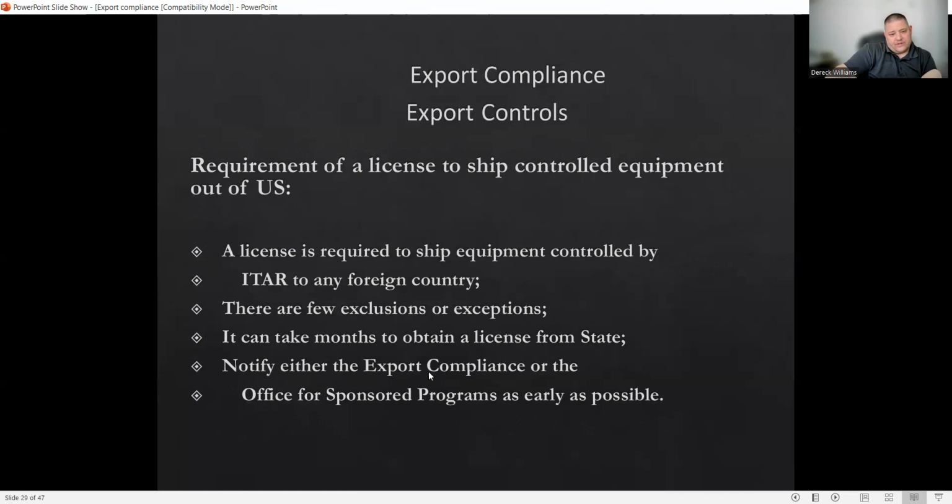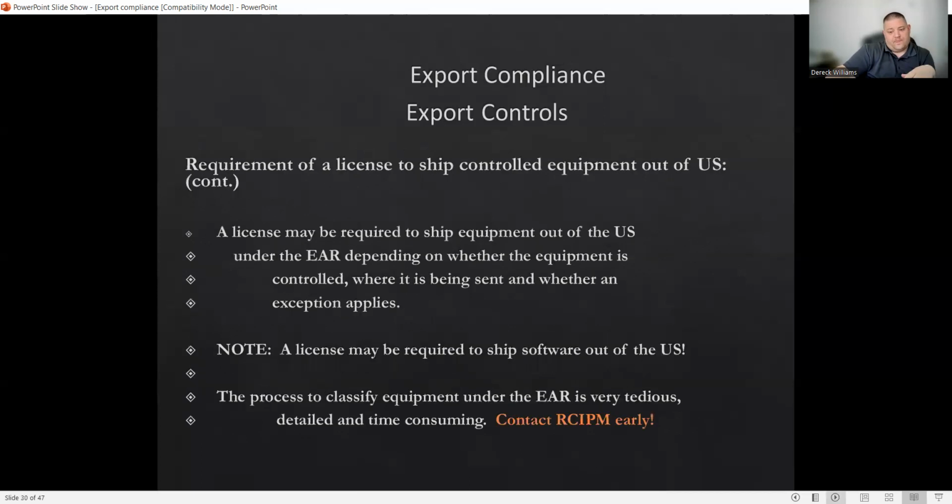We have to notify either the export compliance or the Office for Sponsored Programs as early as possible. That's on the exporter. If you have a due date to ship on Friday and your license takes 6 weeks, well, you should have been applying for that license 6 weeks ago or more.